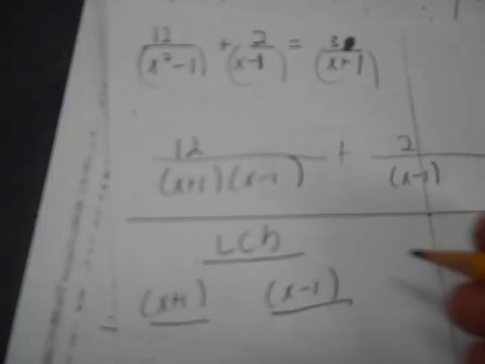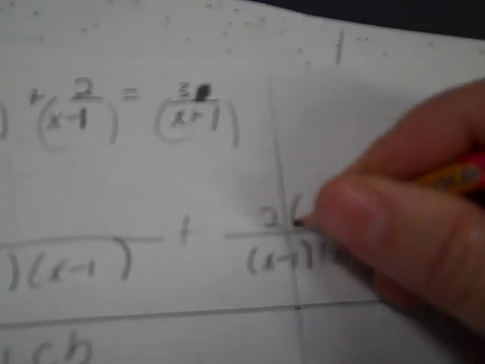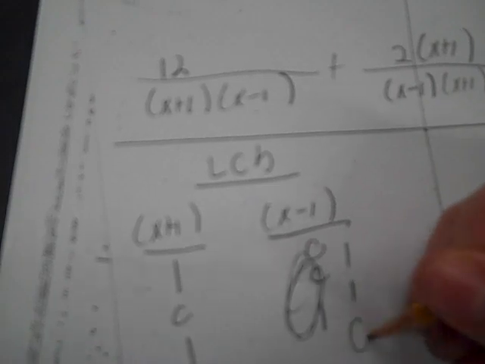Okay, now I do my LCD. So my LCD, I've got x plus 1 and x minus 1. So x plus 1, 1, 0, 1. So I put an x plus 1 factor here and also put it on top. X minus 1, 0, 0, 1. So I go, or no, x minus 1, sorry, 1, 1, 0. And then I go from there, okay?